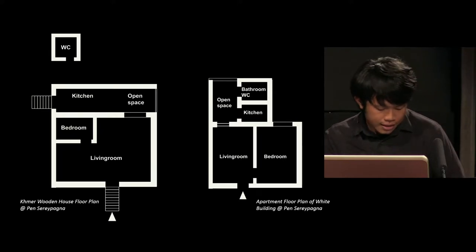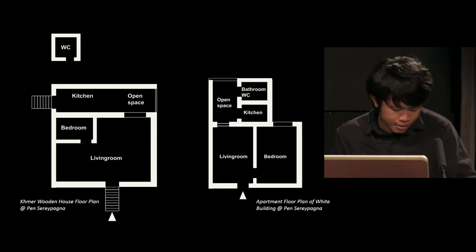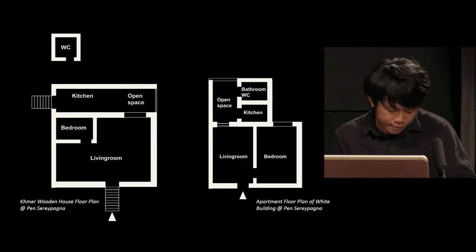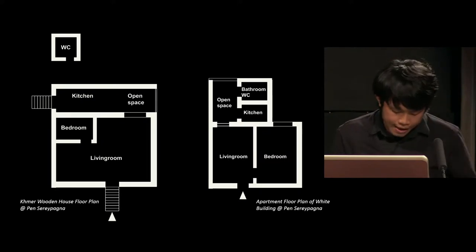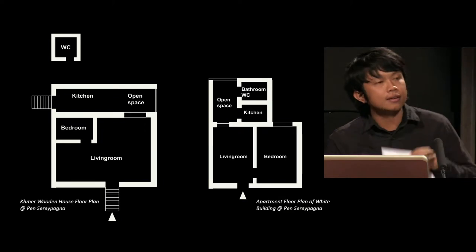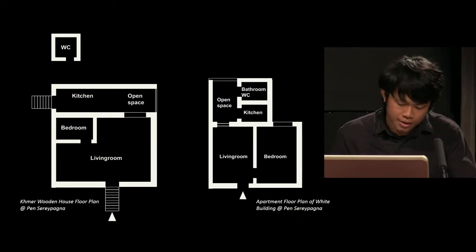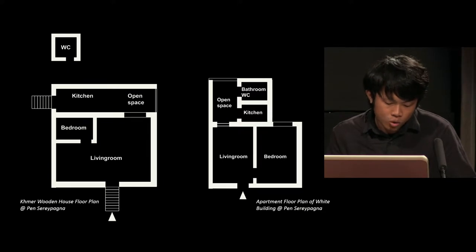The layout of each apartment is typically similar to Khmer wooden houses, with two separate spaces. The main space comprises a living room and bedroom, and the secondary space is a working space, such as the toilet and the kitchen. This space is separated by a door to keep smoke and bad smells from the kitchen and toilet from going inside the living space.